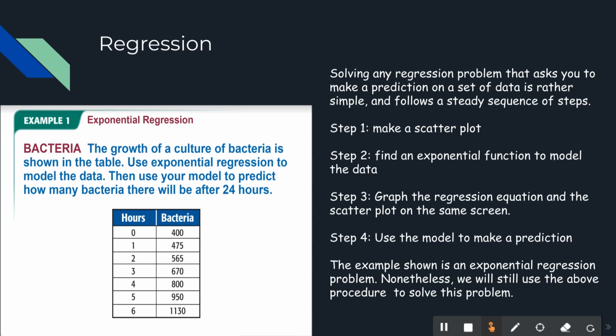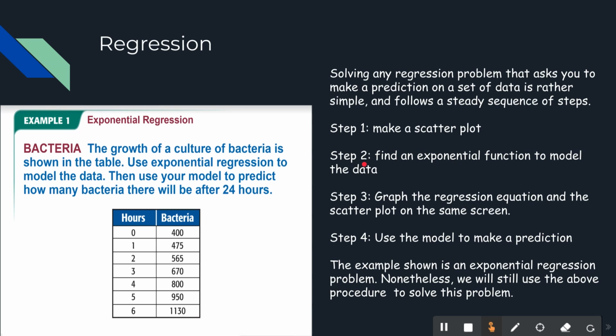And depending on your calculator, I don't know what model you have. But you can use Excel for sure, or Google Drive, I think, has a plugin that allows you to find linear regression. So you first make a scatter plot, and then in this case we're using an exponential function to model the data.